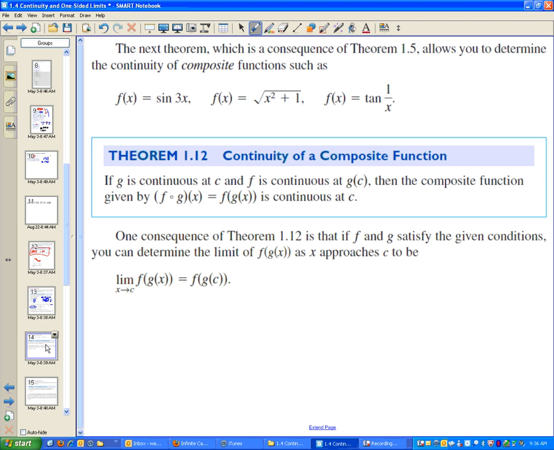Continuity of a composite function. If you have two continuous functions at a point, and you make a composite function out of them, the result is continuous at that point. Okay?